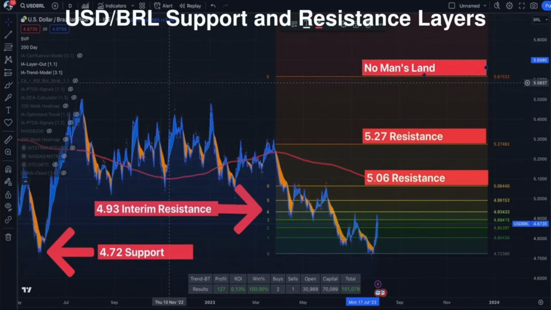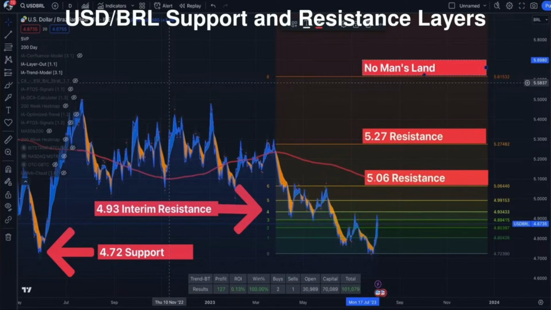First of all, if you look at where the support is on the layer model, layer out we call it, it can also find support and resistance levels. You can see the US dollar Brazilian real support is at 4.72. There is interim resistance at 4.93, a lot of confluence around there, and it's bumping up against what I call layer 4 right now. And then layer 6 is the 5.06 resistance.